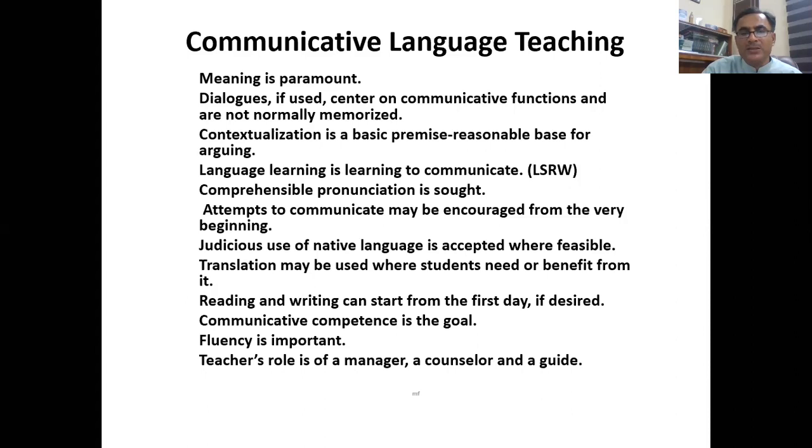Reading and writing can start from the first day if desired. I mean, if the students are comfortable, you can just start reading and writing from the very first day of your class. Communicative competence is the goal.